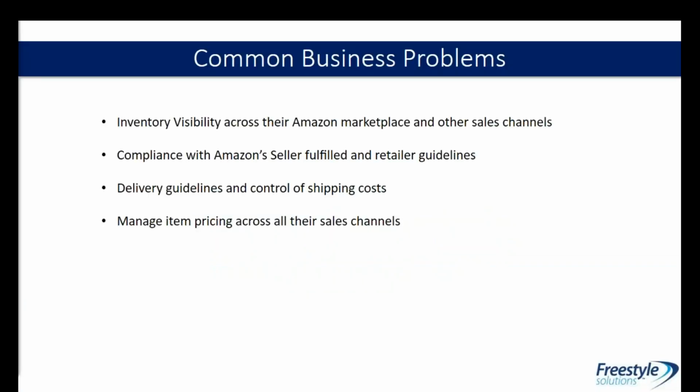Let's talk about some common business problems. Obviously, you want inventory visibility across your Amazon marketplace and other sales channels. You want compliance with Amazon seller fulfilled and retailer guidelines. You also want to make sure that your delivery guidelines are met, and you want to control your shipping costs. Finally, you want to manage item pricing across all your other sales channels.